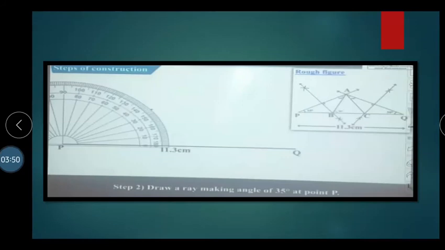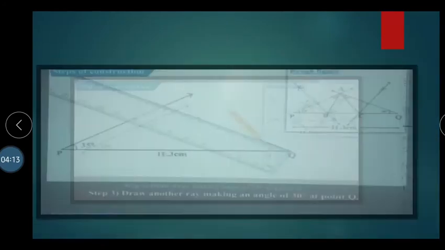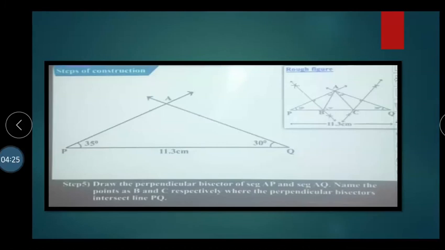Steps for construction. Let us construct. First, construct line segment PQ of 11.3 centimeter. Step 2, draw a ray making an angle of 35 degree from point P. Step 3, draw another ray making an angle of 30 degree from point Q. This is the way your angles will be formed. From P 35 degree and from Q 30 degree, the point where the rays meet, we will plot as point A.